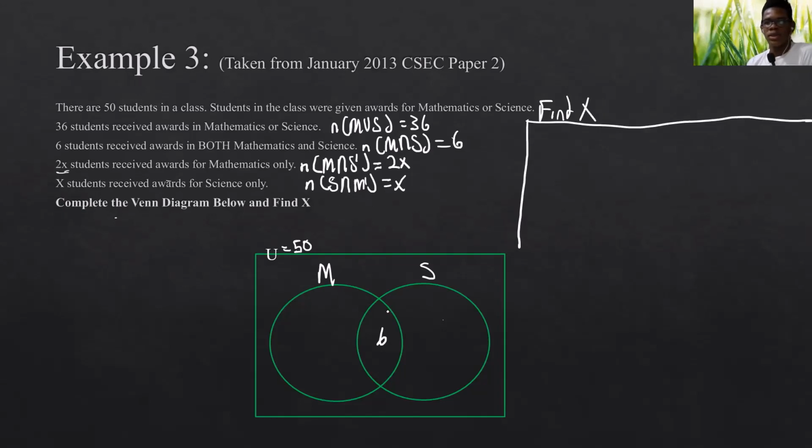Now, one of the equations we can use is, what you need to realize right away is that the union would be equal to the intersect plus the math only plus the science only. Makes sense? I'll show you just now.